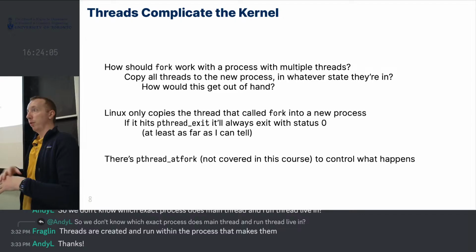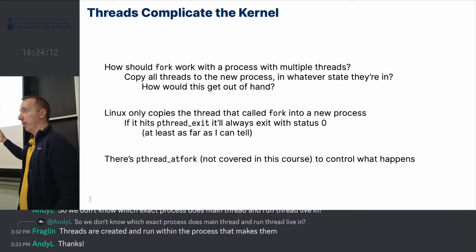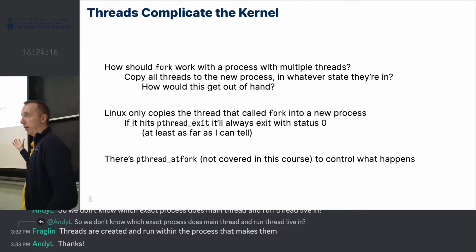So if main calls fork, the main thread is just a thread like any other thread. You get a new process, and then it would have one thread that would be a clone of the main thread that called fork, if the main thread called it.